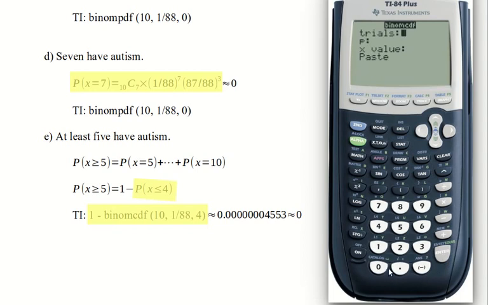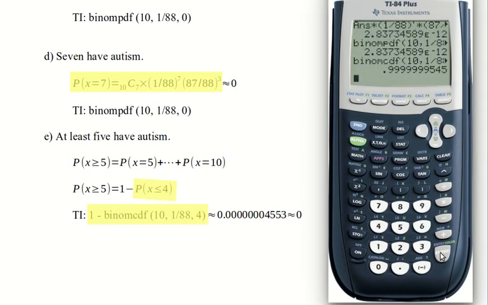I'm going to say, well, there are 10 trials. The probability of success is 1/88, and we're interested in 0 through 4 successes. Now, when we plug this in, this is not the number that we want. This is the complement of the number we want. So we're going to say 1 minus, and then get the answer from the previous question, second ANS.